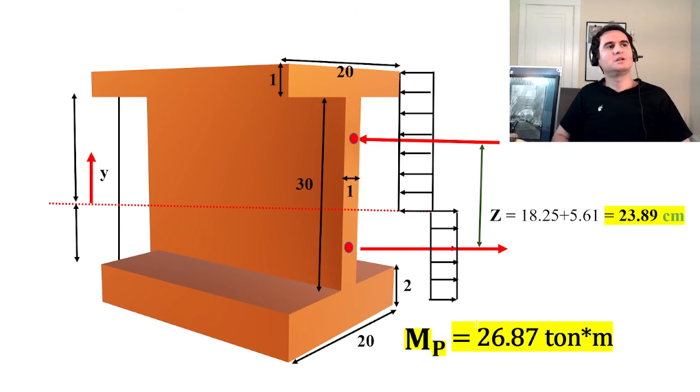If you convert that to ton times meter, the plastic moment is just 26.87 ton times meter. We'll solve one more example in plastic moment in the next video, and that's all for the plastic moment calculations. Thank you.